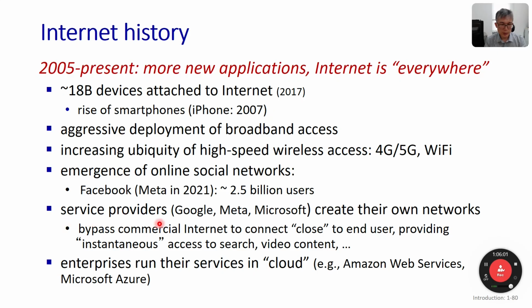And service providers like Google, Meta, Microsoft create their own content delivery networks that bypass the commercial internet to connect close to the end user, providing instantaneous access to search and video content. And the enterprises run their services in the cloud, like Amazon Web Services, AWS, and the Microsoft Azure cloud service.